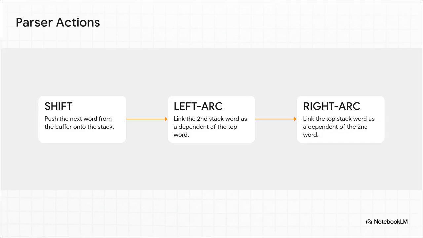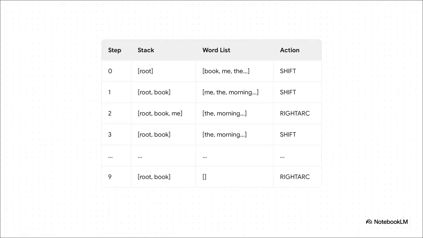Dependency parsing, on the other hand, can feel a bit more like a dance. A common type, a transition-based parser, just reads a sentence one word at a time, making a series of very simple choices. It can shift a word into its workspace, or it can create a left or right arc to connect two words together. That's it. Let's watch it in action.